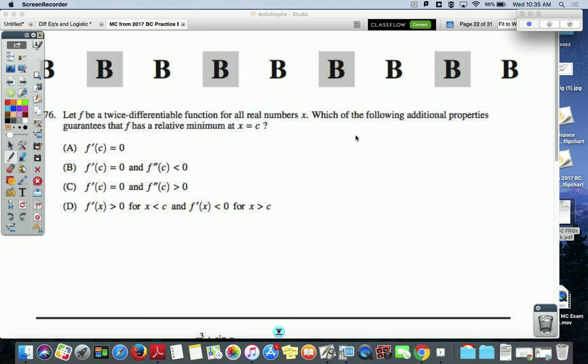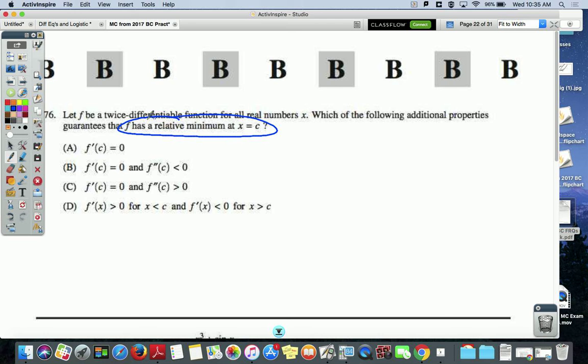It says, let f be a twice differentiable function for all real numbers x. Which of the following additional properties guarantees that f has a relative minimum at x equals c? So let's go through our options here.